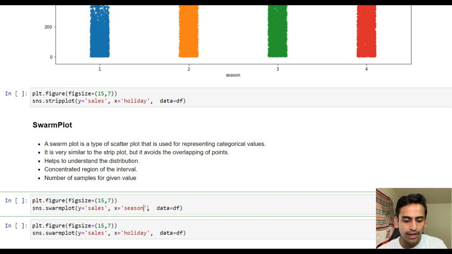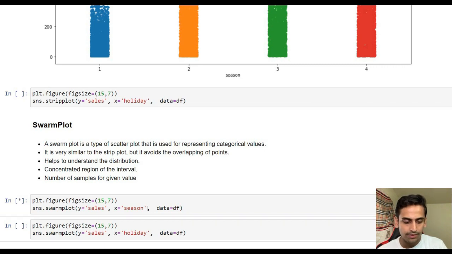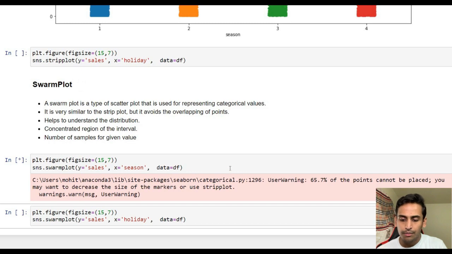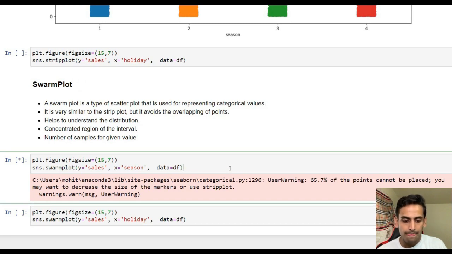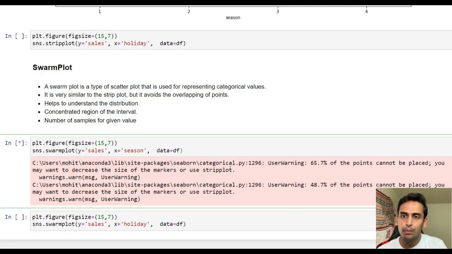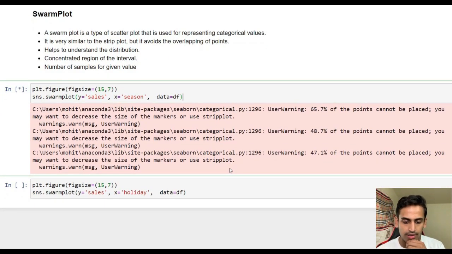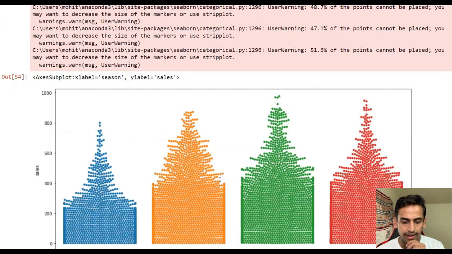So what we can do is use the swarm plot. Same thing, swarm plot. On x-axis I'm plotting season, y-axis I'm plotting sales. And it will take some time. So you have to remember that when your data set is huge, I would not use the swarm plot because it's computationally very expensive. And when your data set is of small to medium size, maybe that's where you can use the swarm plot. Just wait for a few more seconds, and here it comes.